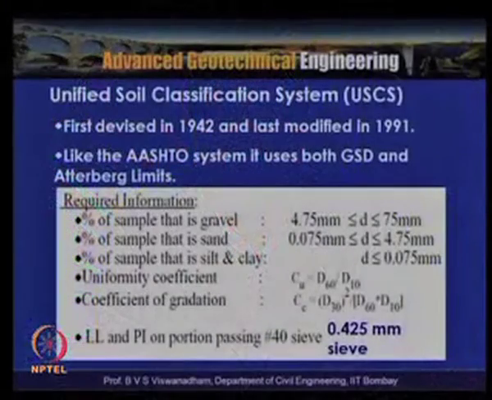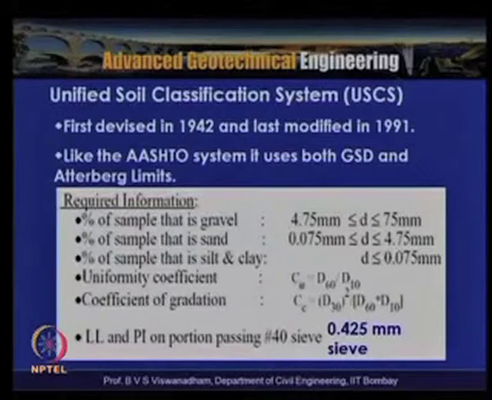Now, as I said, the second method which is discussed is the Unified Soil Classification System, that is USCS, first devised in 1942 and last modified very recently in 1991. Like the ASTM system, it also uses both grain size distribution and Atterberg limits. What is required is the percentage of sample which is gravel size fraction, sand size fraction and silt and clay fraction, and uniformity coefficients. We have discussed that Cu is equal to D60 by D10 and coefficient of gradation Cc is equal to D30 square by D60 into D10. Once you have the data and the liquid limit and plasticity index on the portion passing 0.425 mm sieve, it is possible to group the soils which have identical characteristics.